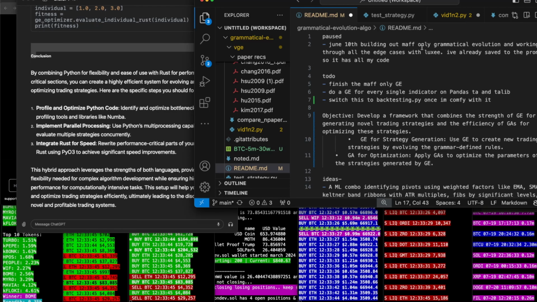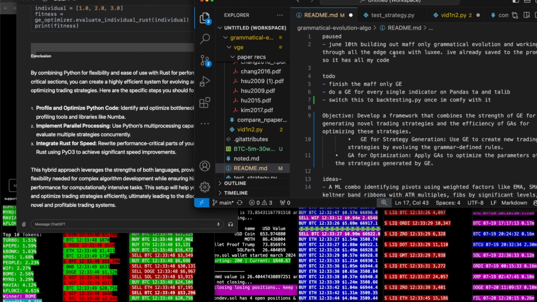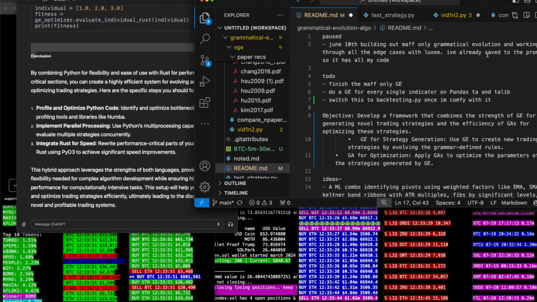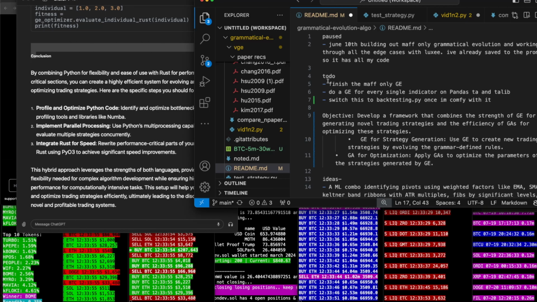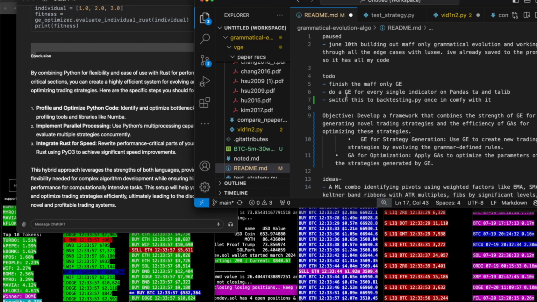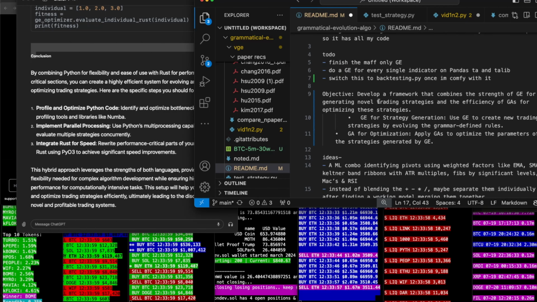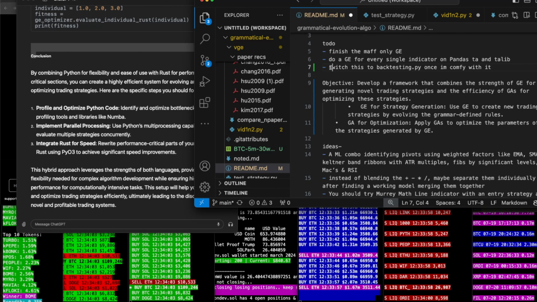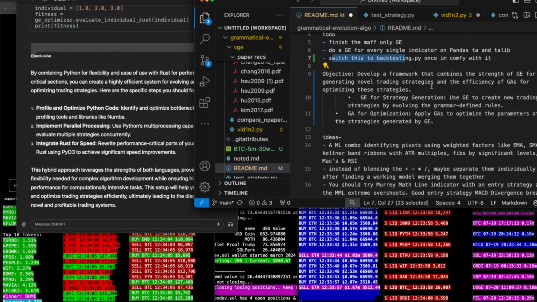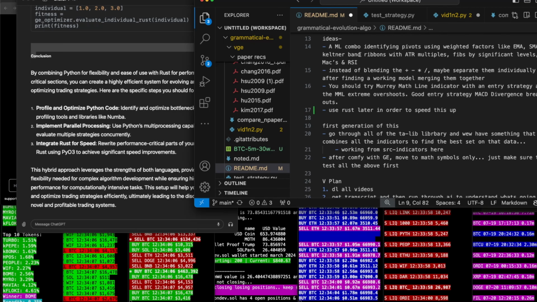June 10th, building out math only on grammatical evolution, working through all of the edge cases with Luxy. I've already saved it to the prompt, so it has all of my code. Perfect. So to finish the math on GE, do a GE for every single indicator on Pandas TA and TA-Lib. Ooh, that's gonna be so sick. Switch to backtesting.py once I'm comfy with it. So we just wrote that one down.